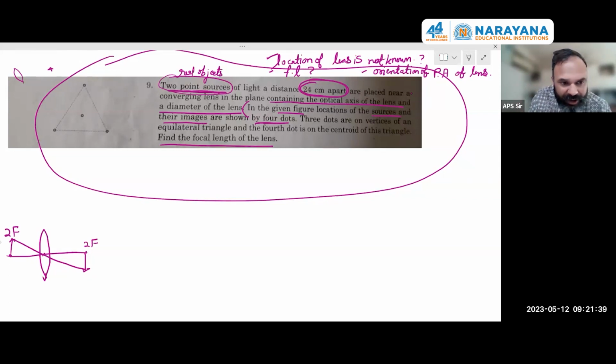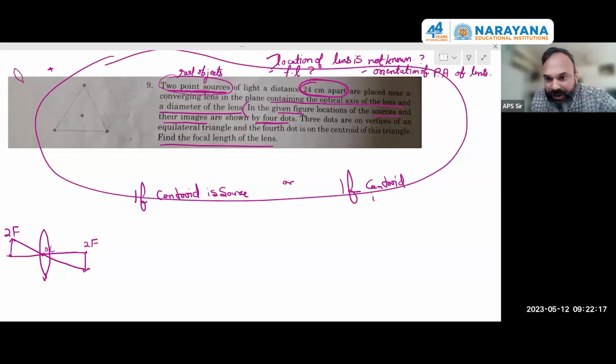One more thing comes to my mind, that if I connect a line between the object and the image, it passes through the optical center, and that is valid for any possibility. Even if I form an image somewhere else, the line connecting the source and image will pass through the optical center. So what is coming to our mind? First of all, let me evaluate this centroid. So I think there are 2 ways. If the centroid is one source out of 2 sources, either it is a source, or the second possibility is, the centroid is the location of an image.